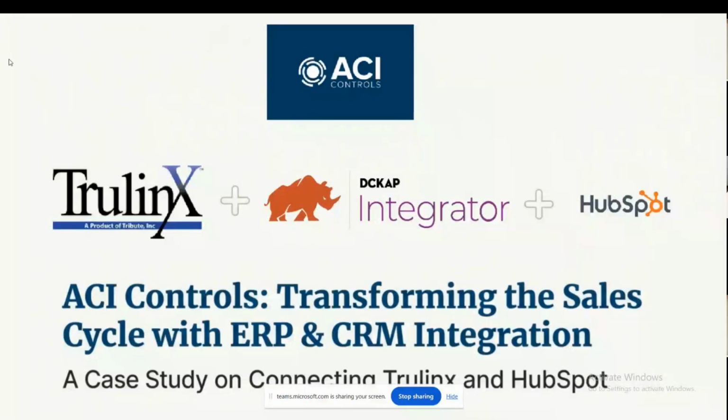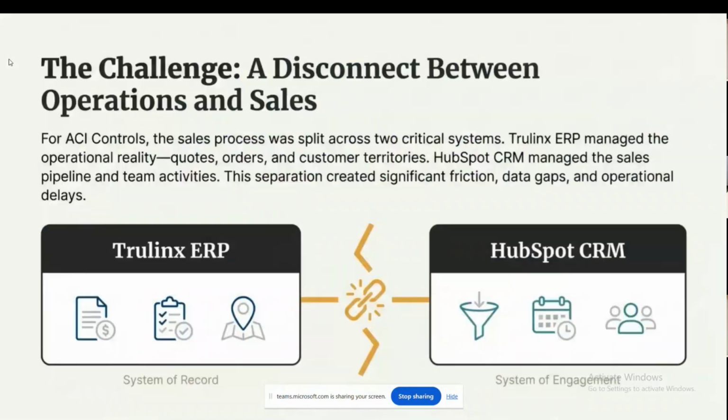So the two systems that we integrated for ACA controls: we integrated the tooling platform with the HubSpot system. The problem they faced was that they had two different systems which were not synced with each other. In other words, the tooling ERP managed the operational side of things, like the codes were generated and converted into orders, and territories were assigned to each sales rep.